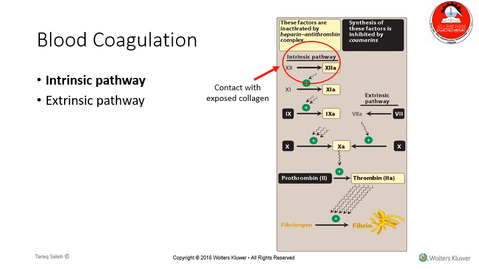On the other hand, the intrinsic pathway is triggered by the activation of factor 12. So factor 12 is the first coagulation factor in the pathway. And in order to activate factor 12 in cases of damage to the blood vessel wall, factor 12 has to be in contact with exposed collagen that then becomes in direct contact with blood. Activation of factor 12 results in the activation of factor 11, then factor 9, and eventually factor 10.